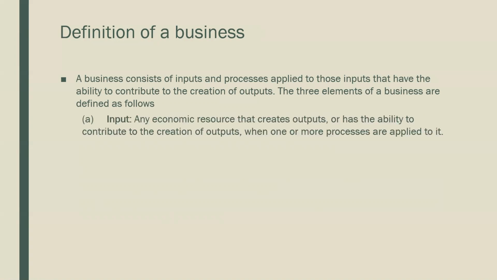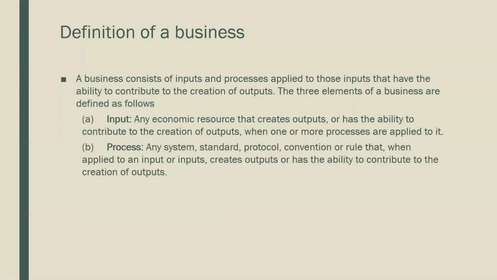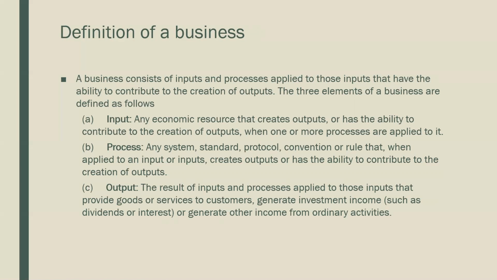There must be inputs: any economic resource that creates outputs or has the ability to contribute to the creation of outputs, and one or more processes are applied to it. There must be some kind of process, system, standard, protocol, convention, or rule that, when applied to an input or inputs, creates outputs or has the ability to contribute to the creation of outputs. Finally, there's an output: the result of the inputs and processes applied to those inputs that provide goods or services to customers, generate investment income, or generate other income from ordinary activities. So basically, a business should have these elements, that there should be resources that are contributed towards the generation of the outputs. And that output could be goods or services. That's the more common way of looking at a business.